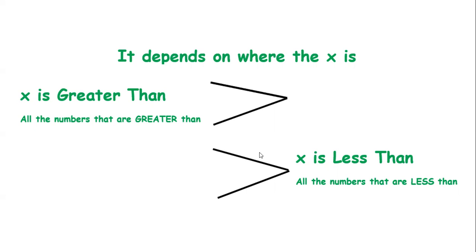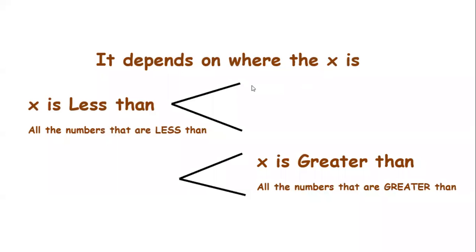So that very same sign, you can either say greater than if you start here in the opening, or you can say less than if you start at the point. And apart from saying X, you can say all the numbers that are less than if you start at the point here. It all depends on where the X is.